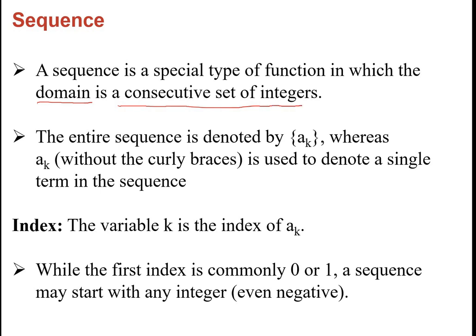A sequence is usually represented in general by using these curly braces, and the a represents a general symbol for the elements of the sequence, and k is the index. We're going to typically use k as the index. The sequence can be any set of numbers, and you'll see that the index typically starts with 0 or 1, but in general, the index can be any integer.